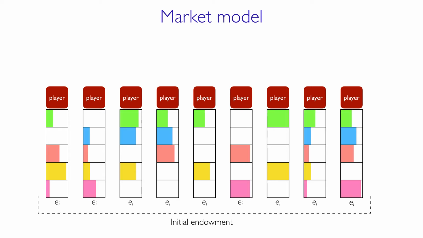Each player has an initial endowment of commodities. For instance, a seller may have only goods, while a buyer may have only money. In the picture, we have 5 different commodities, each colored in a different way. For each commodity, we use rectangles of different size to denote different amounts of commodity.